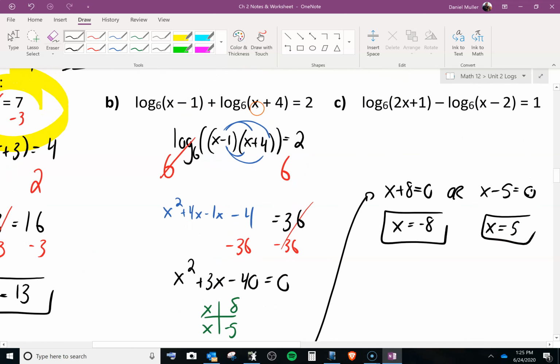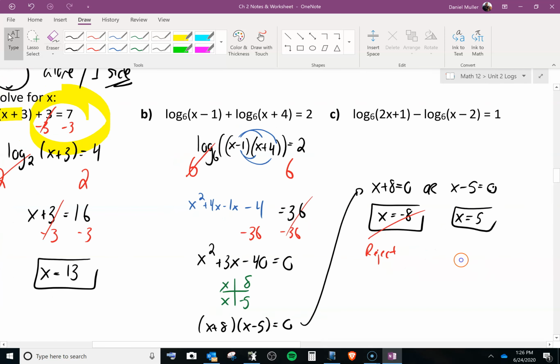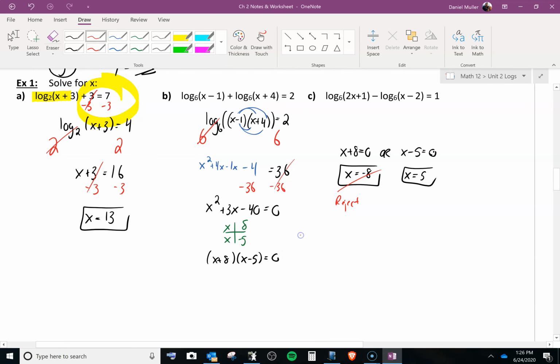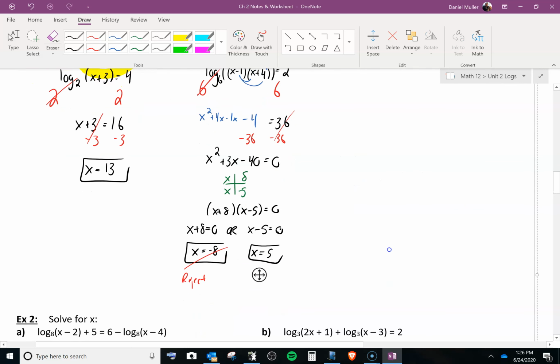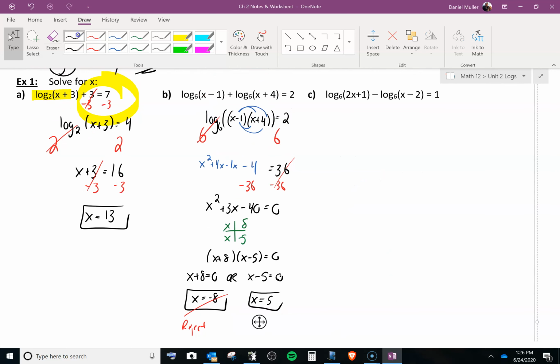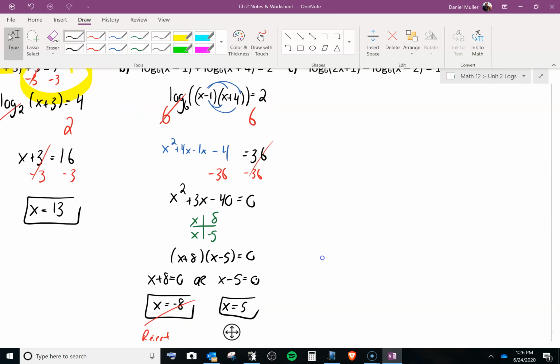Take the 5, put the 5 into here, you get 9. That's fine, that's a positive number. Take the 5, put it into here, you get 4. That's fine, positive number. Take the negative 8, put it into here, you're going to get negative 4. That's not allowed. Put it into here, you're going to get negative 9. But it rejects twice. It only needs to reject once. So that is rejected, meaning x equals 5 is your only answer. Now I didn't realize I had so much space here, so I actually will move this for you to copy down. You can, but the notes are probably a little bit neater.